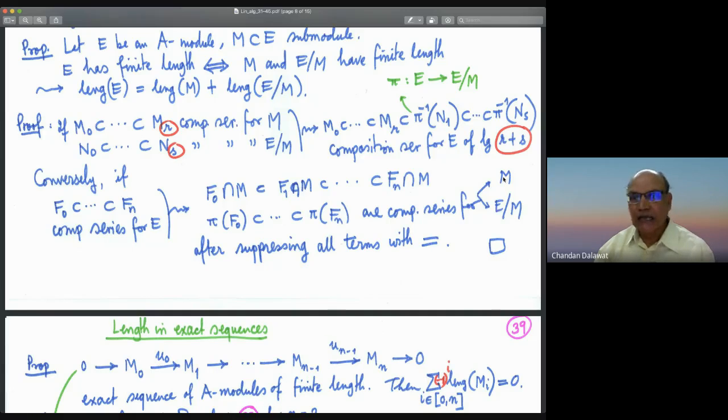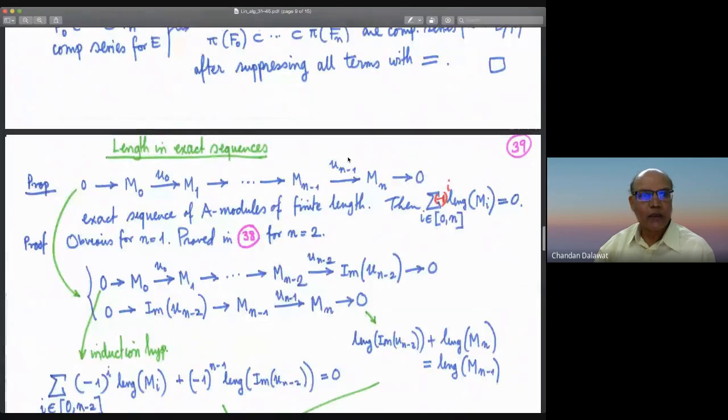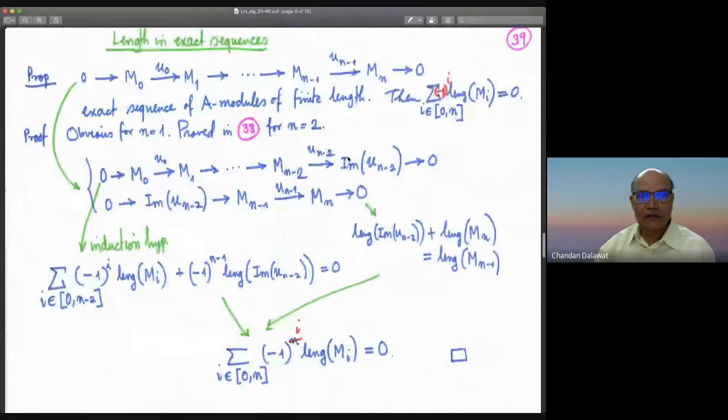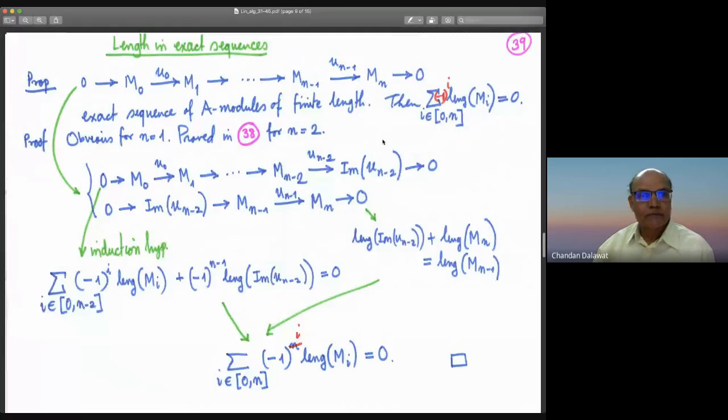And therefore, M and E modulo M also have finite length if E has finite length. Of course, if they are finite length, then the sum of their lengths is equal to the length of E, which we have already proved. Okay, so we have proved a special case of this proposition.